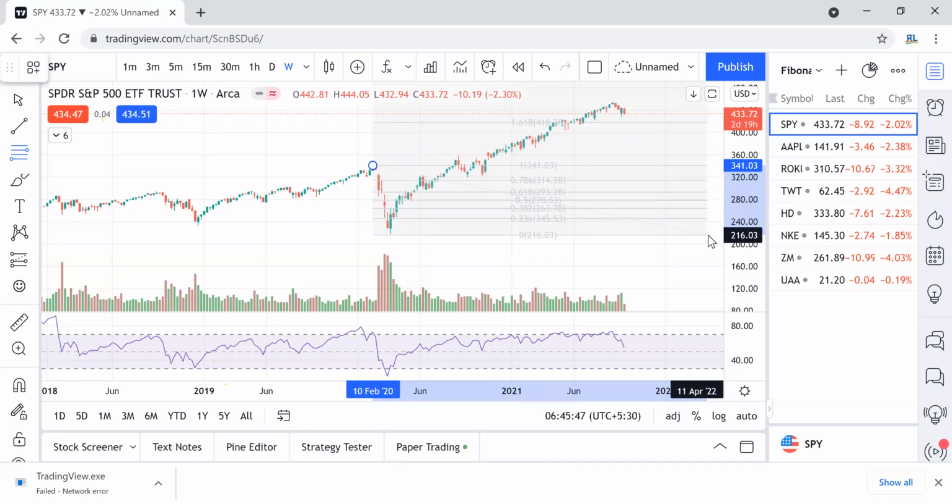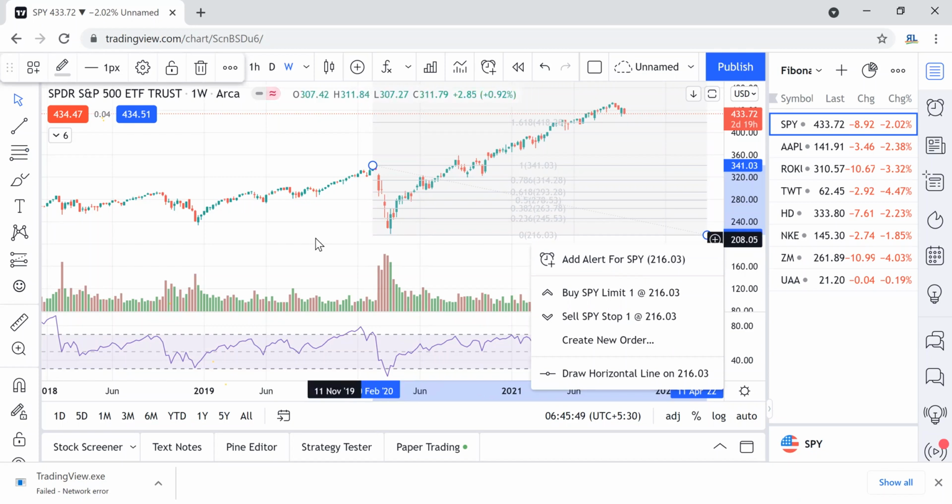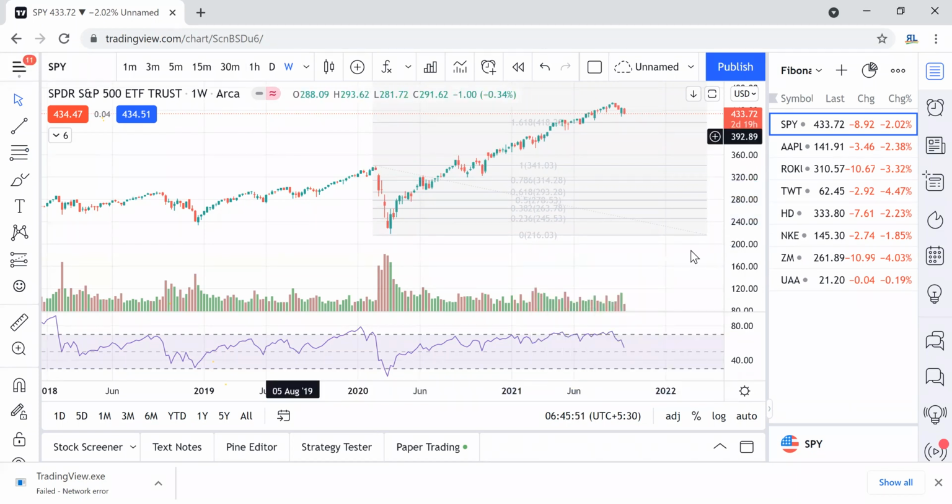Does anyone have a question as to why I picked that level? Please type your question if you don't really understand. JK says why. Inga says why.